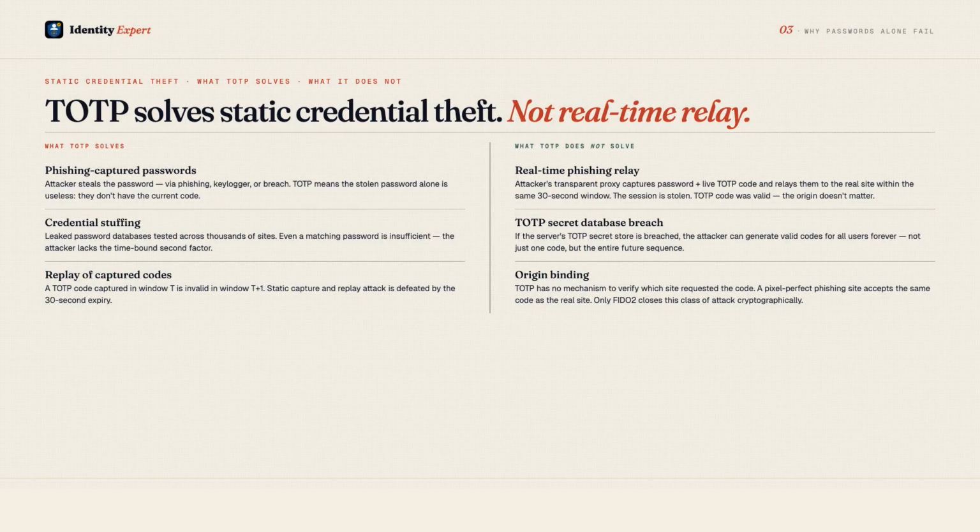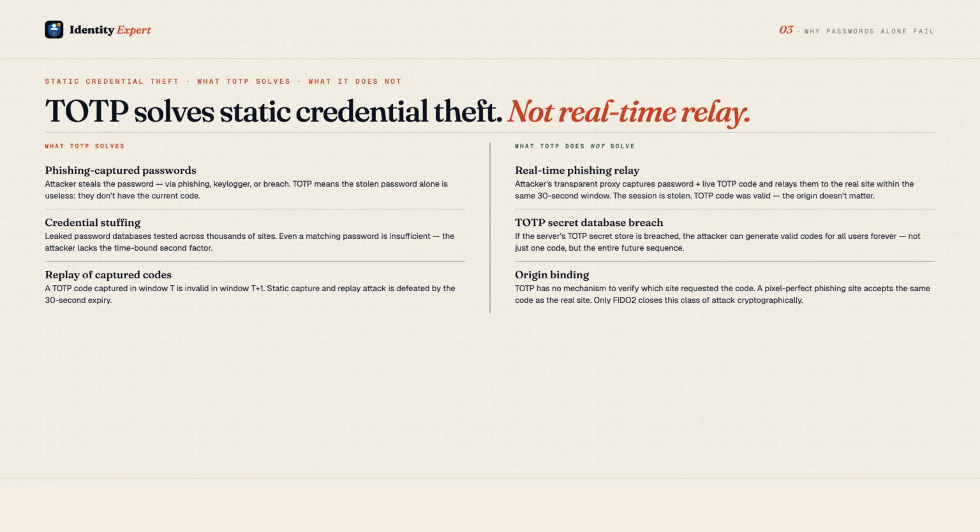Let's be precise about what TOTP solves and what it doesn't. The problem it solves is static credential theft. Passwords can be captured through phishing, data breaches, or keyloggers and then used at any time in the future. The attacker has the credential permanently. TOTP adds a time-bound second factor. Even if the attacker steals the password, they cannot log in without the current TOTP code, which they don't have. And even if they somehow capture a TOTP code, say by shoulder surfing, that code expires in 30 seconds. The attack window is tiny.